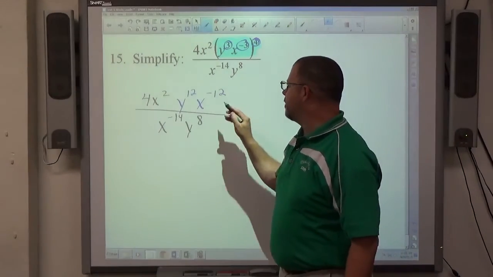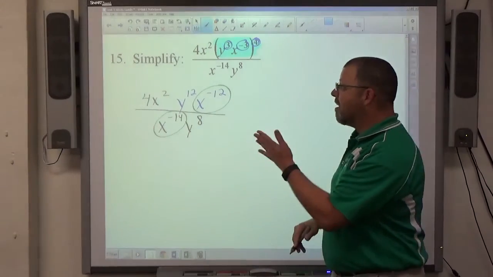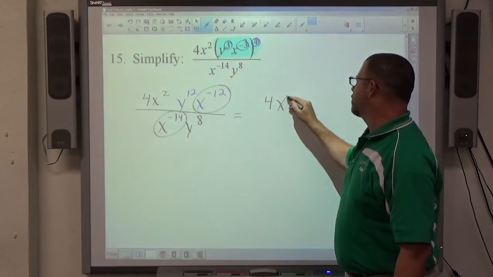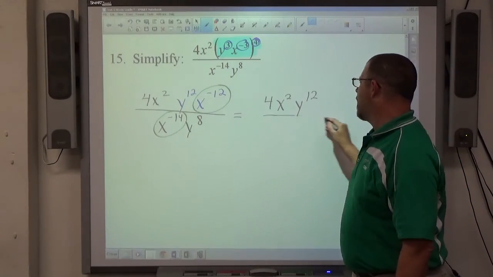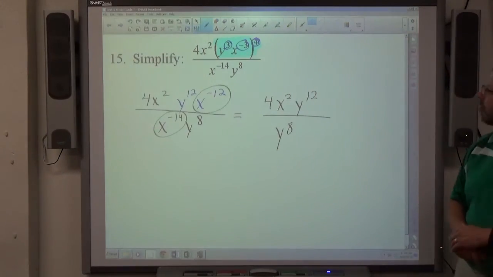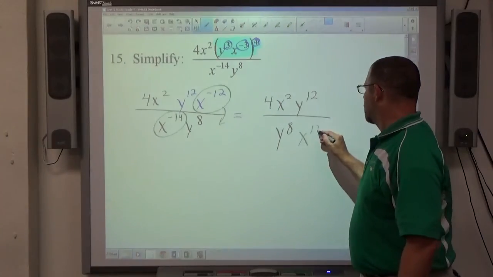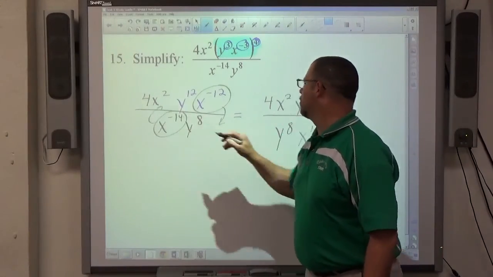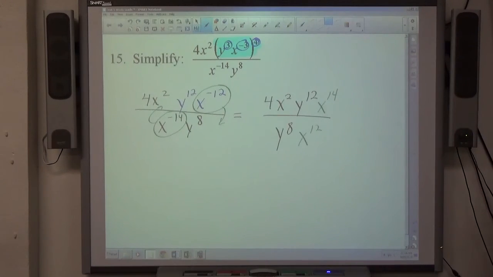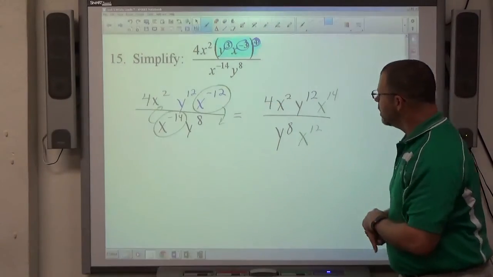Step 2, we deal with negative powers and 0 powers. I got a negative power here and here. Those guys both move. Everything else is right where it belongs, so I'm not going to mess with it. So 4x squared, y to the 12th and y to the 8th are all behaving themselves in this step. They have nothing to do with negative powers, so we do nothing to them. The x to the negative 12th on the top moves to the bottom. The x to the negative 14th on the bottom moves to the top. Doesn't matter where you put them, I usually put them at the end. The only thing I might rearrange is if there's a number, I'd move the number out to the front.